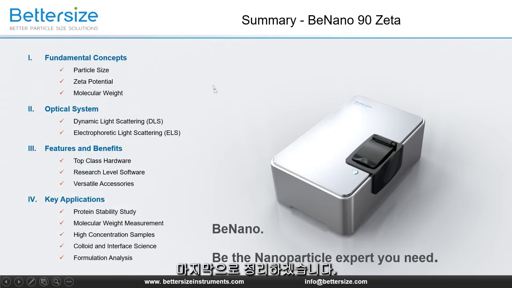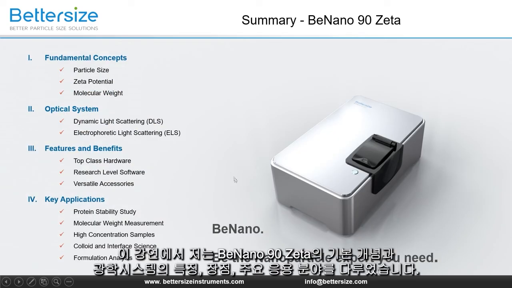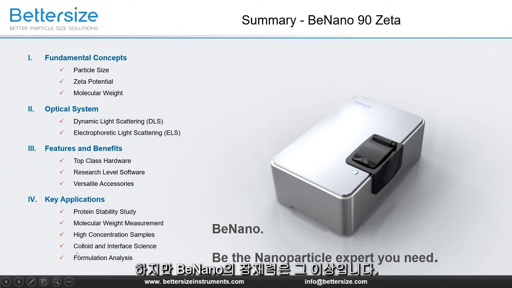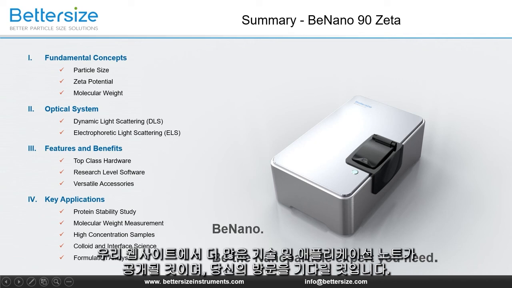Finally, here is a summary. In this talk, I have covered the fundamental concepts, optical system, features and benefits, and key applications of the BeNano 90 Zeta. But the potential of BeNano is much more than that. More technical and application notes will be released on our website and wait for your exploration.